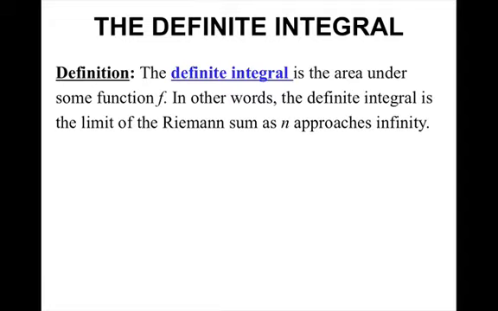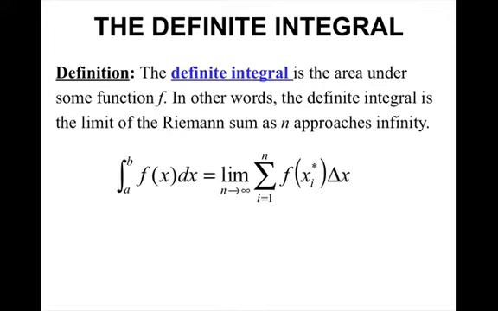So the definite integral. The definite integral is the area under some function f. In other words, the definite integral is the limit of the Riemann sum as n approaches infinity. And this is what it looks like. So we say the integral from a to b of f of x dx equals the limit as n approaches infinity of the sum from 1 to n of f of x_i times Δx.